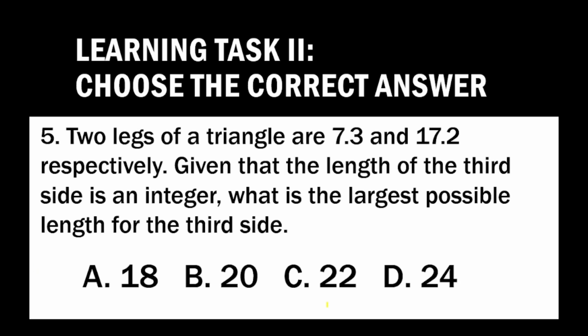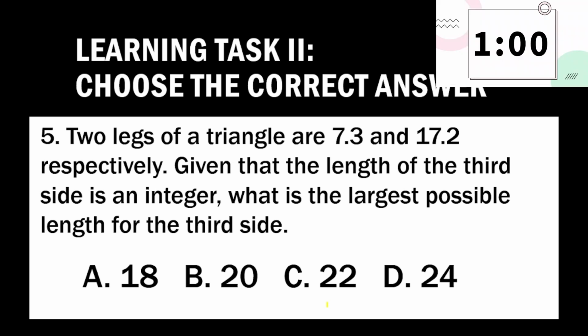Next. Question number 5. Two legs of a triangle are 7.3 and 17.2 respectively. Given the length of the third side is an integer, what is the largest possible length of the third side? Go, 1 minute.